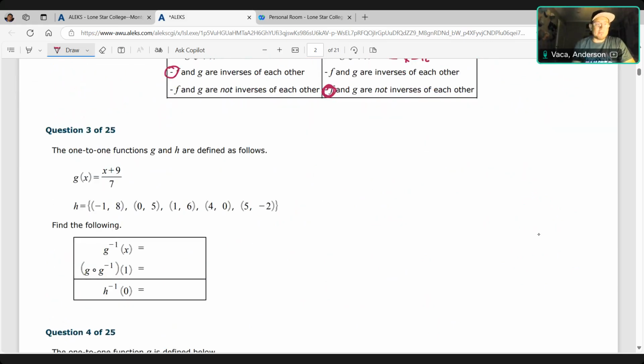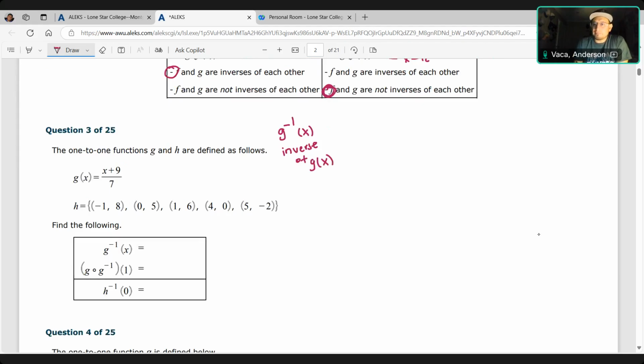In example 3, we have two functions, the function g and the function h, and they want us to do a few things in here. Okay, what does this notation mean? That is the inverse. That is the inverse of g of x.